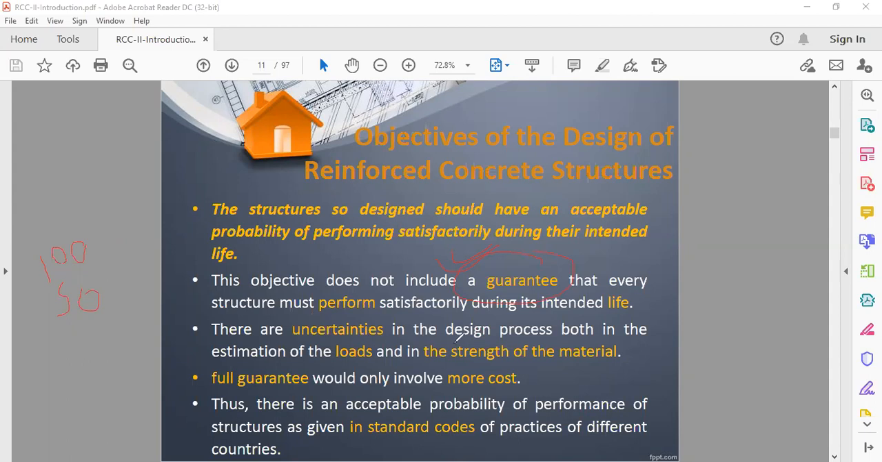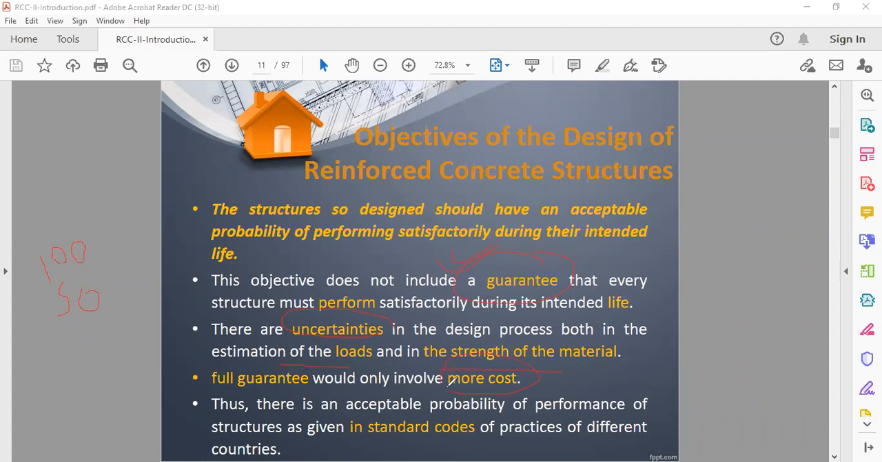So there are uncertainties in the design process, both in the estimation of the load and the strength of the material. Why are we saying like that? Why is there uncertainty in the design process, in the estimation of the load or the strength of the material as well? Full guarantee would only involve more cost.